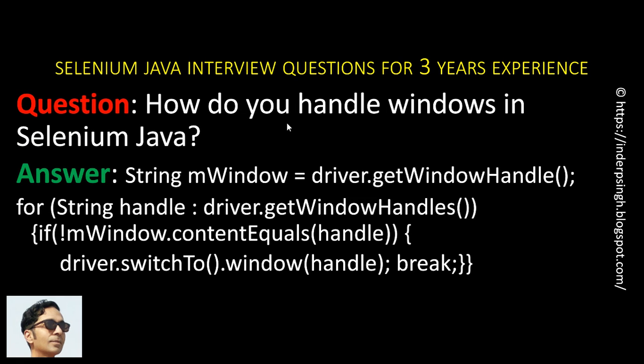How do you handle windows in Selenium Java? For example, we can give a string variable, String mainWindow is driver.getWindowHandle, and then use the Java for-each loop for String handle in driver.getWindowHandles. If not mainWindow.contentEquals(handle), then we can switch to that particular window.